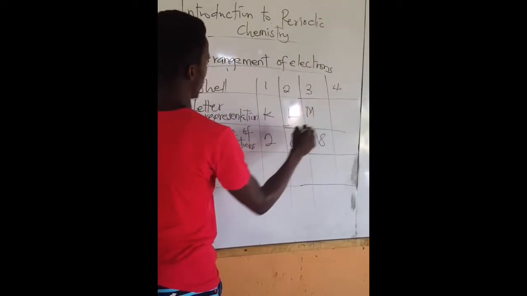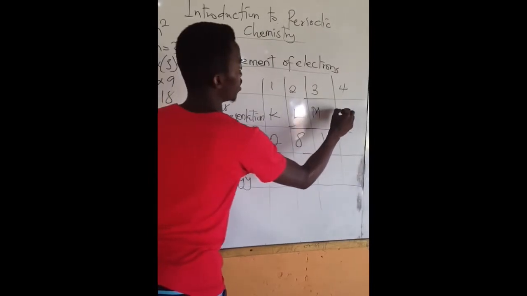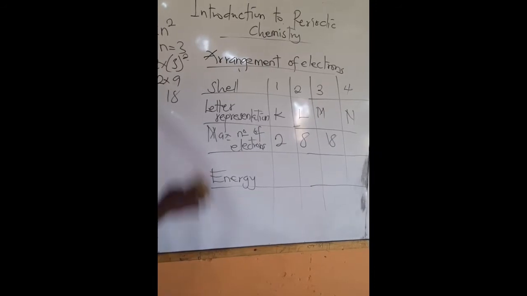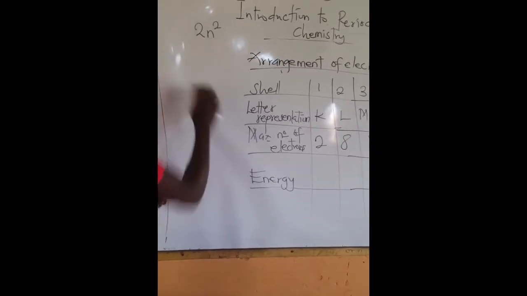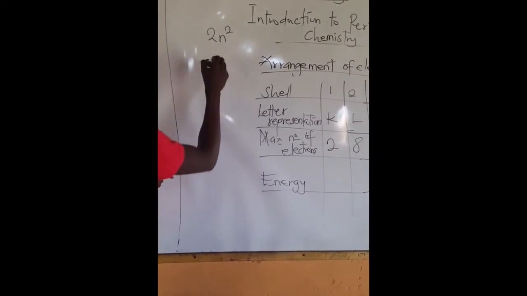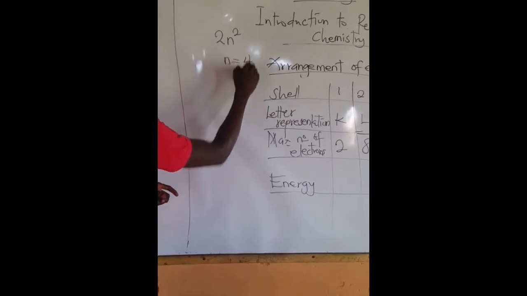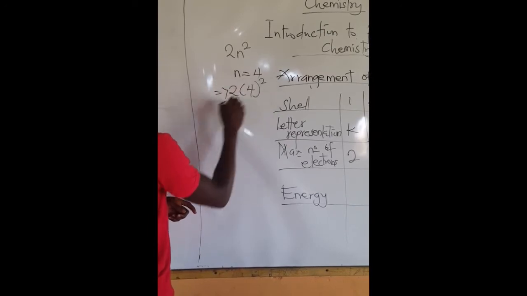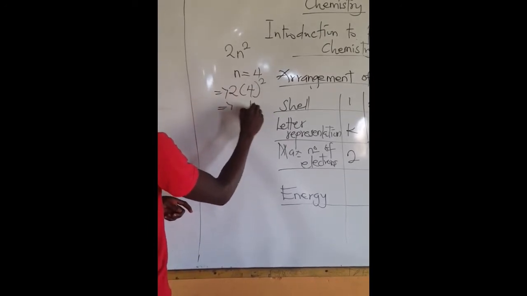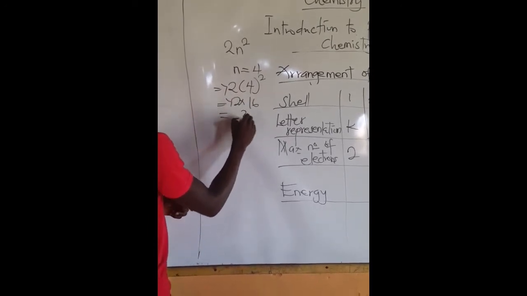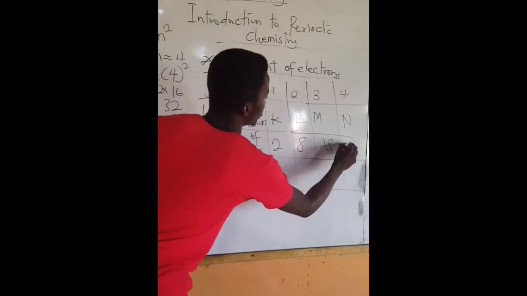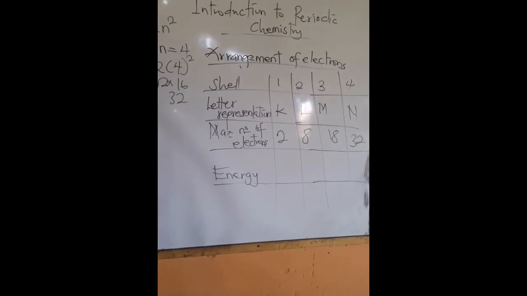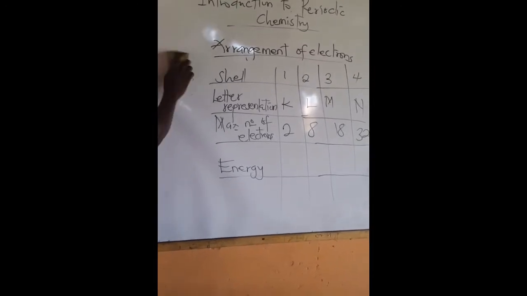And let's move on to the last shell, which is shell number 4. And our letter representation is going to be N. So let's see the maximum number of electrons the N shell can also take. Our n is going to be 4. So we are going to have 2 times 4 exponent 2. 4 squared is 16 times your 2. And you get 32. So the maximum number of electrons the N shell can take is 32.